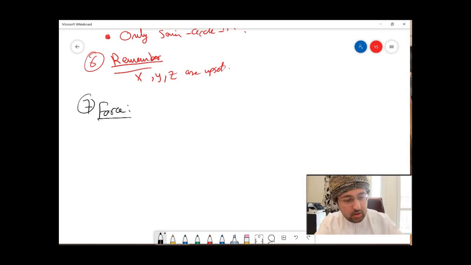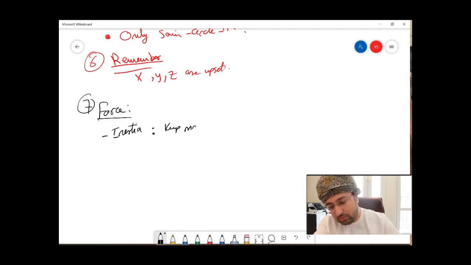And we started by discussing the concept of inertia, which we said is the tendency of something to keep moving unless something stops it. Okay, now keep moving unless stopped.